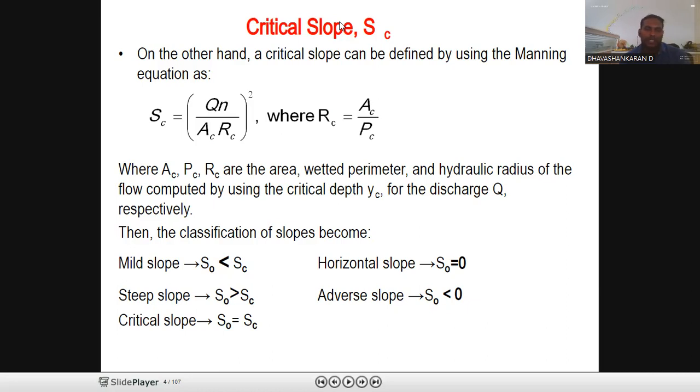Mild slope: S naught value is less than SC value. Steep slope: S naught is greater than SC value. Critical slope: S naught is equal to SC value. Horizontal slope: S naught is equal to 0. Adverse slope: S naught is less than 0. So these 5 factors indicate the slope classifications, which are based on this criteria.